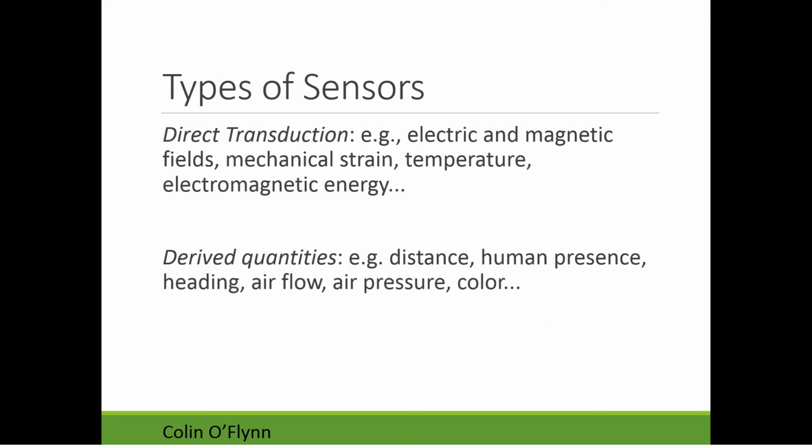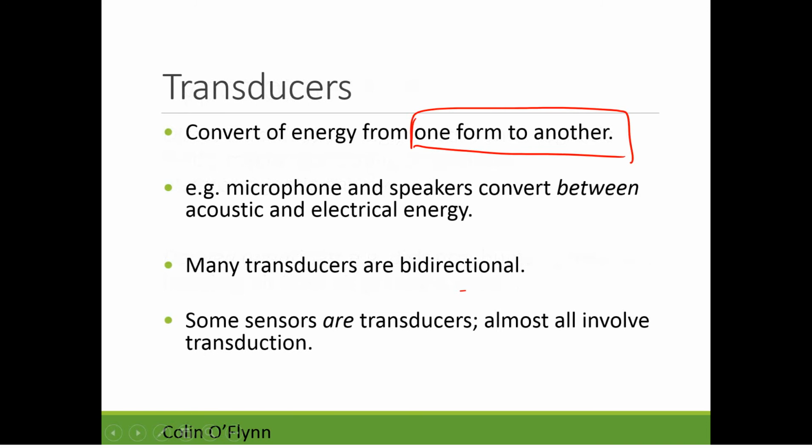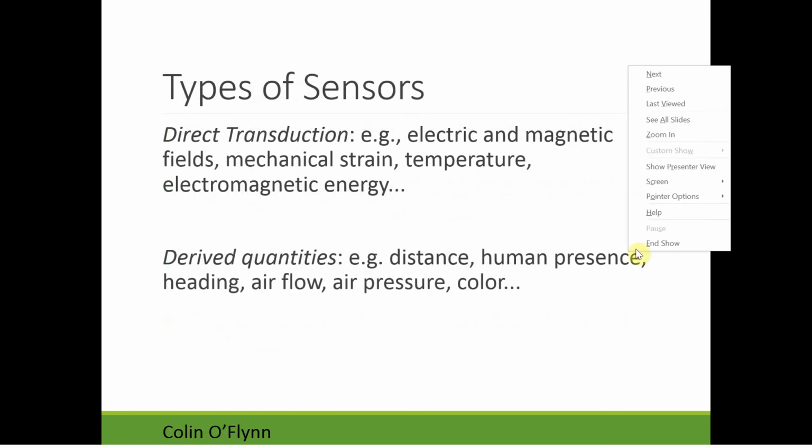The types of sensors we'll look at include, as I mentioned, direct transduction. These are sensors where all they are is a transducer, a device converting energy from one form to another, with no additional processing.